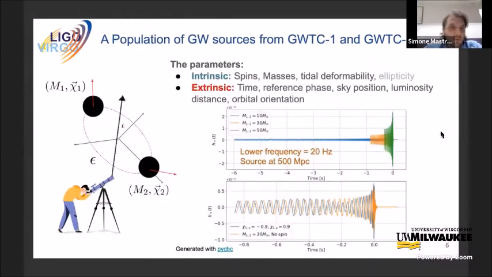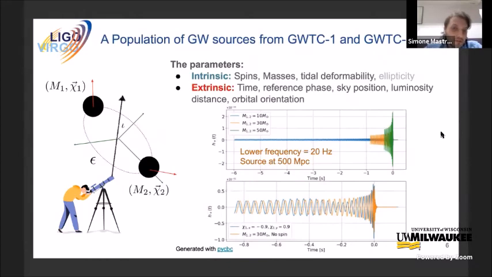But what are we looking at with our gravitational waves? We are mostly detecting compact binary coalescences. These are the merger of 2 compact objects that can either be 2 black holes, 1 neutron star and a black hole, or 2 neutron stars.